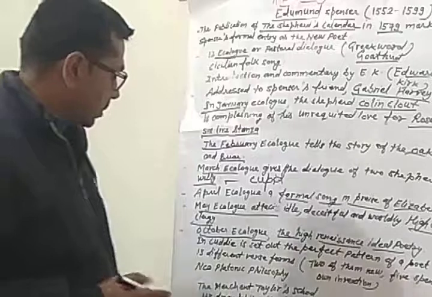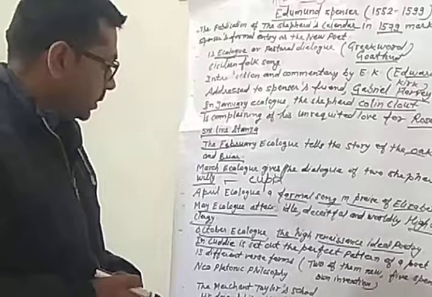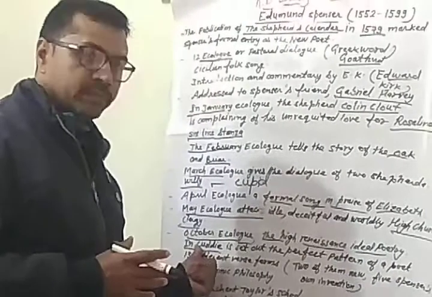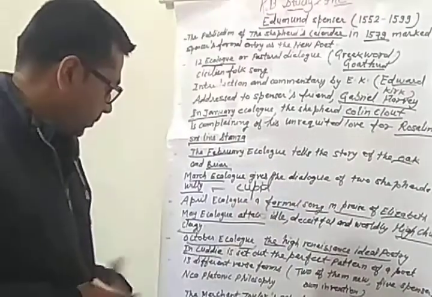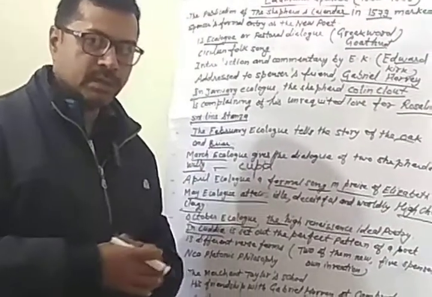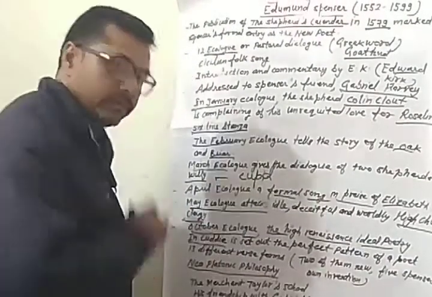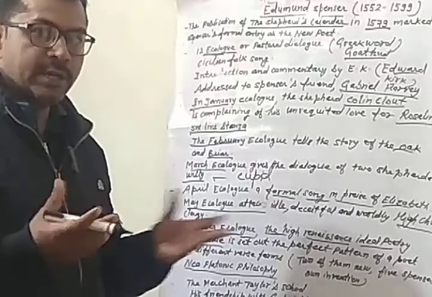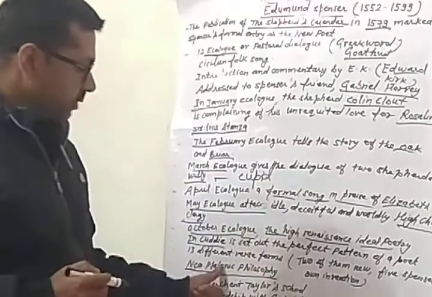In his October eclogue, there is Cuddie, who sets out the perfect pattern of a poet. Cuddie is representative of the perfect pattern of a poet. He is Edmund Spenser, whose philosophy is Neoplatonic philosophy. He was a humanist. He believed in Puritan ideas and views, and his philosophy was Neoplatonic philosophy.